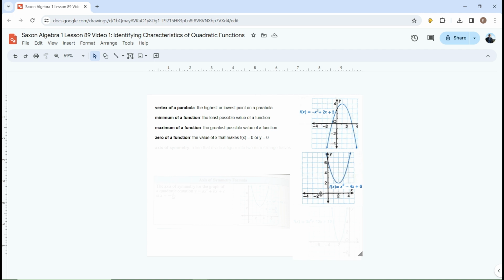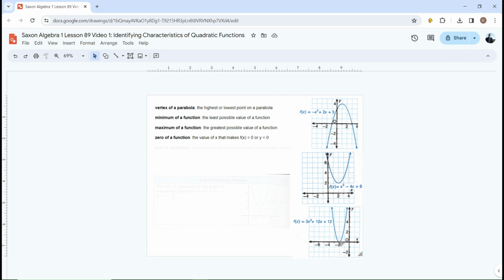This one never crosses the x-axis, so it never has a value of 0 no matter what I plug in for x. That means that this one has no zeros, and sometimes some functions can have just 1 zero if it just barely kisses the x-axis as it goes by. In other words, the minimum or the maximum of the parabola is on the x-axis.